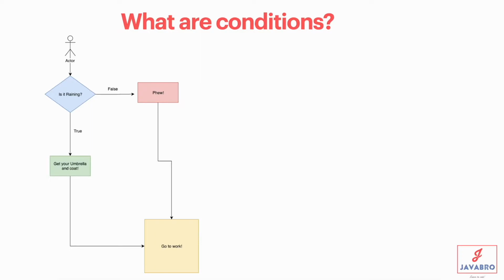So what if we were to write what we're just seeing here in plain English to start with? It would look probably something like this. If it is raining, tell the user to get their umbrella and coat. If it is not raining, return phew, and then go to work, because both scenarios end up with the user going to work.